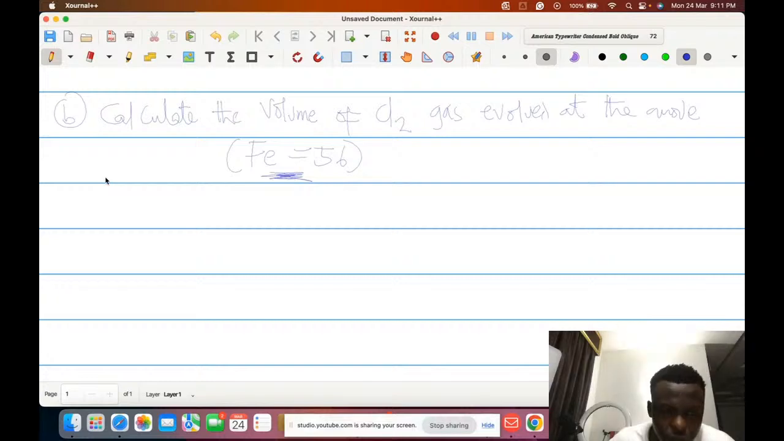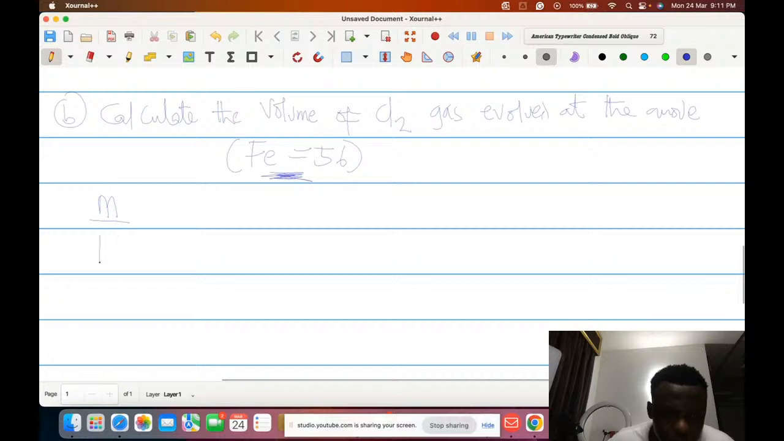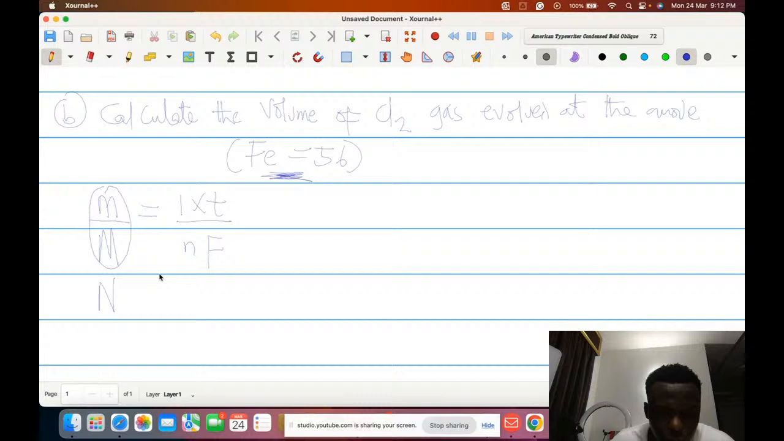Now, in this calculation B, we're still going to use mass over molar mass equals I times T. Please just pay attention and look at what I'm doing here. Now, this mass over molar mass is the same thing as number of moles, which I'm going to represent with capital letter N. Remember, mass over molar mass is number of moles.